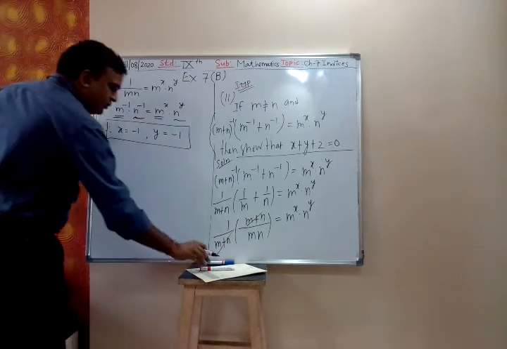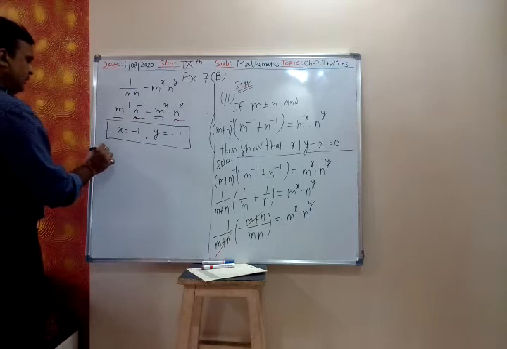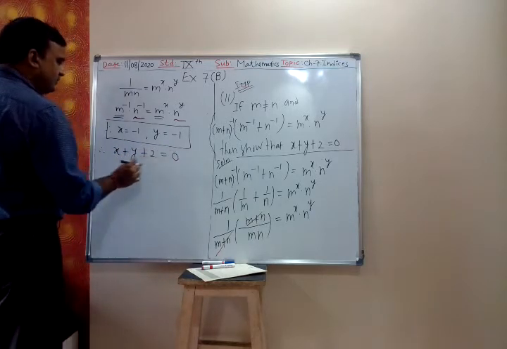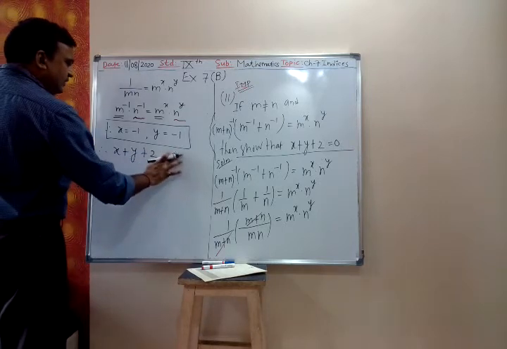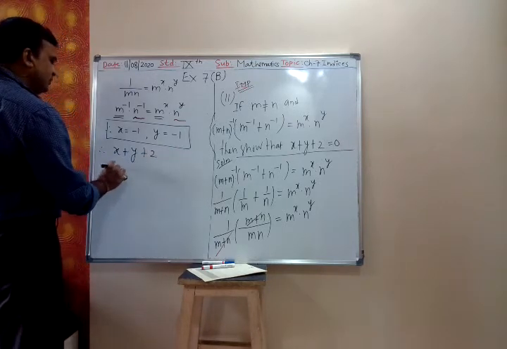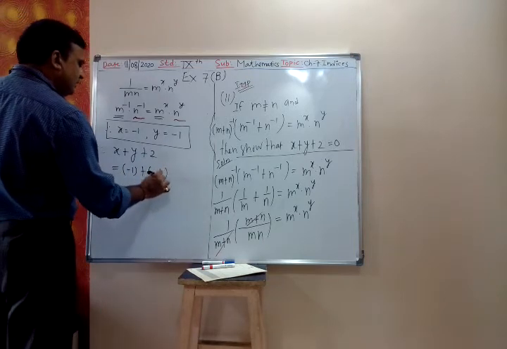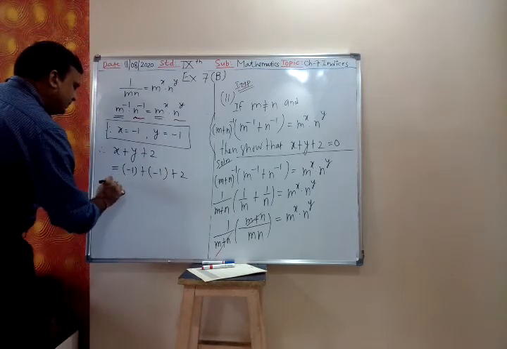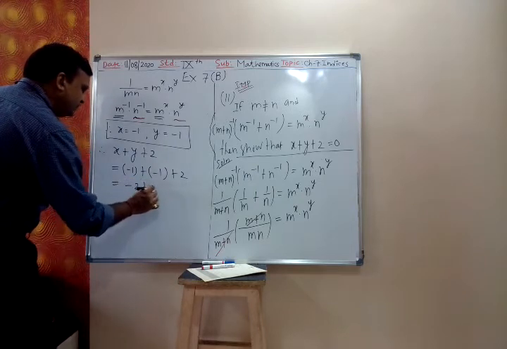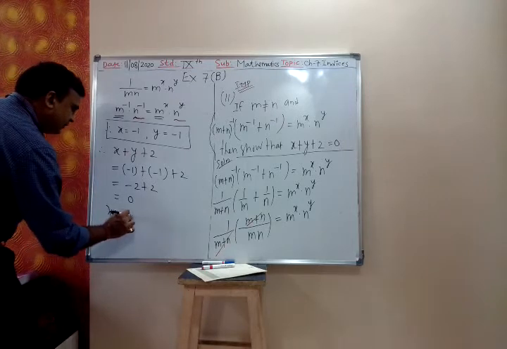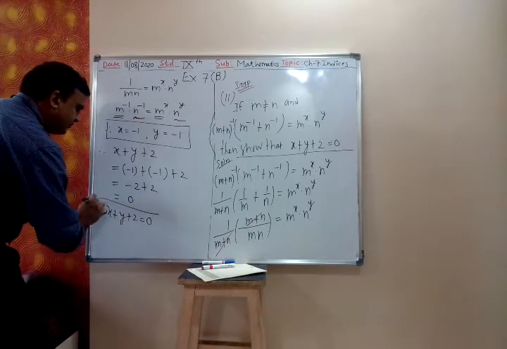Now which value do you want to prove? x plus y plus 2 is equal to 0. So we want to show that x plus y plus 2 is 0. What is x? x is minus 1, y is minus 1, and 2. Minus 1 minus 1 plus 2 is 0. So finally we get x plus y plus 2 is 0. This type of problems are important.